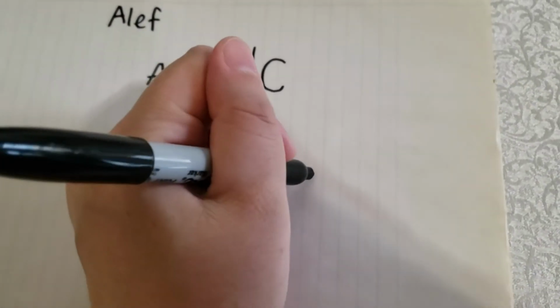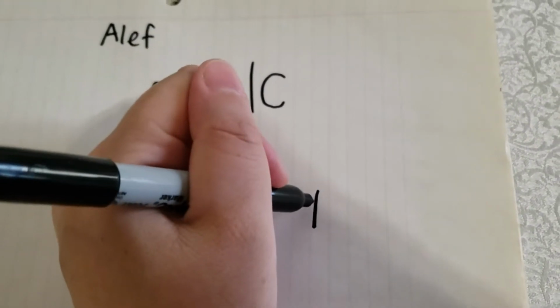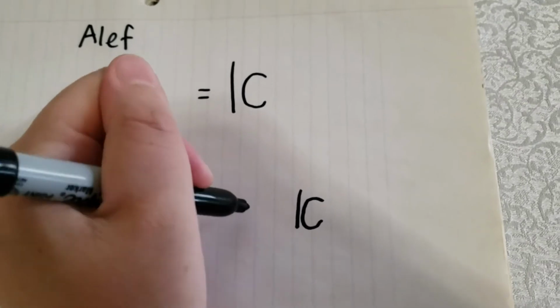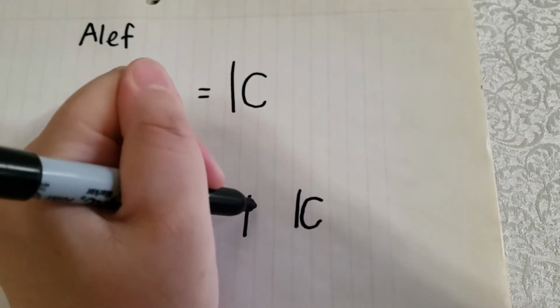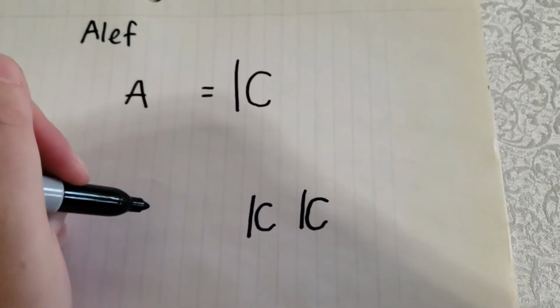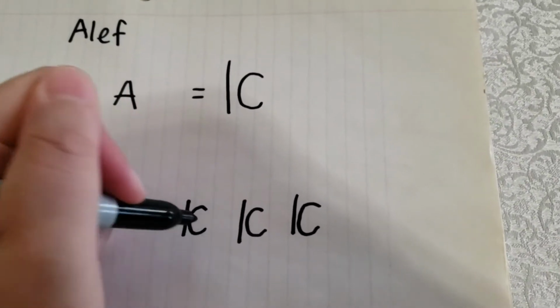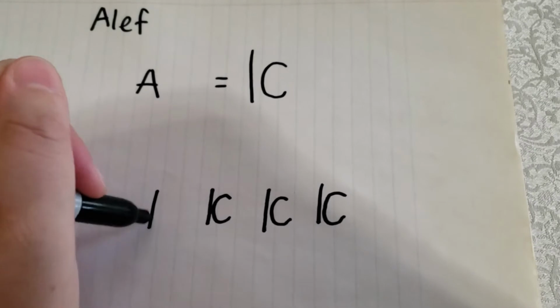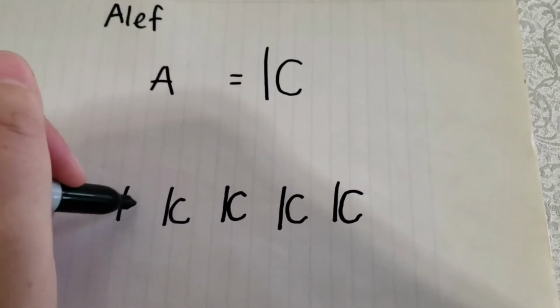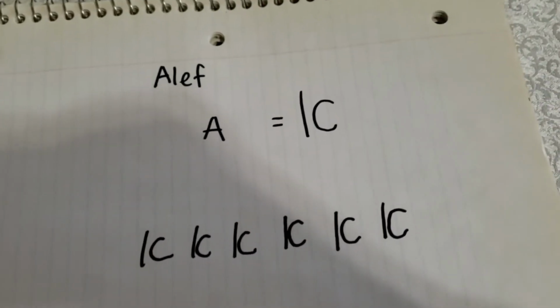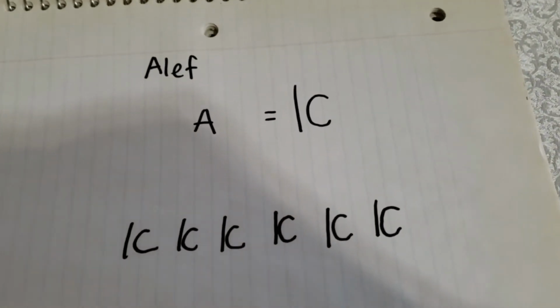Let's have examples of how to write it. You make a line and then half a circle next to it. Again, you make a line down, half a circle next to it. Let's write it faster. Aleph. Let's move on to the next letter.